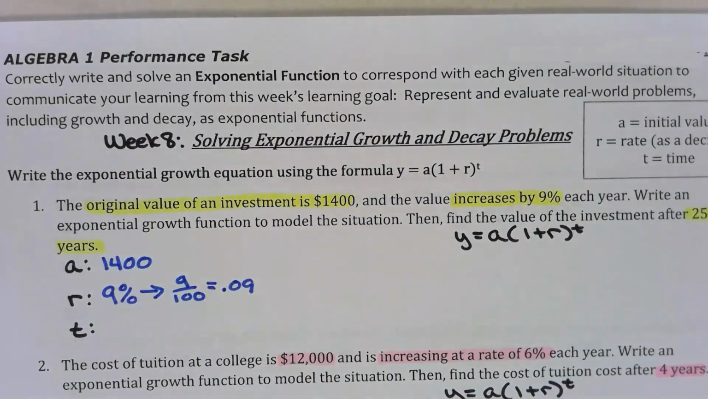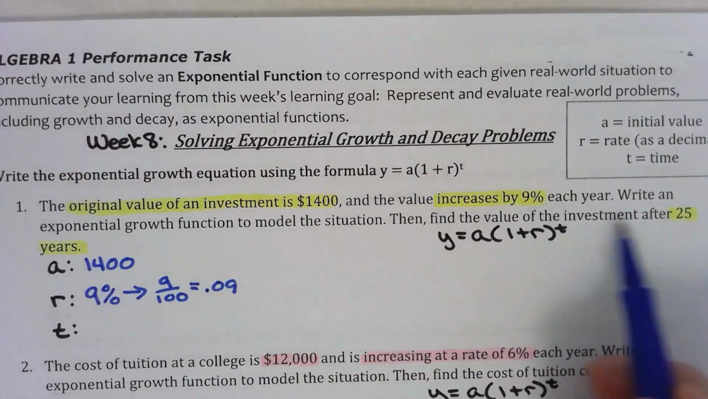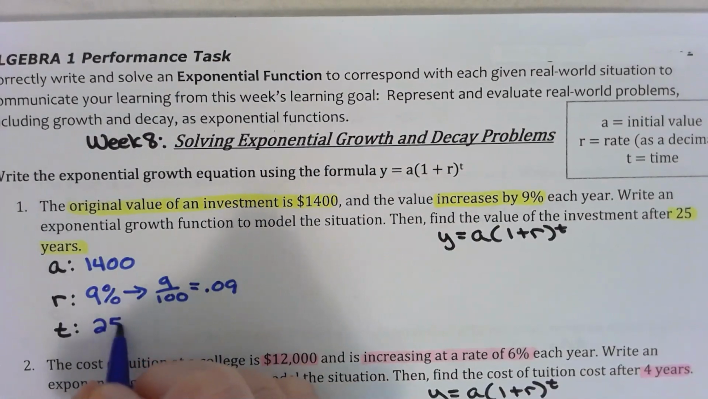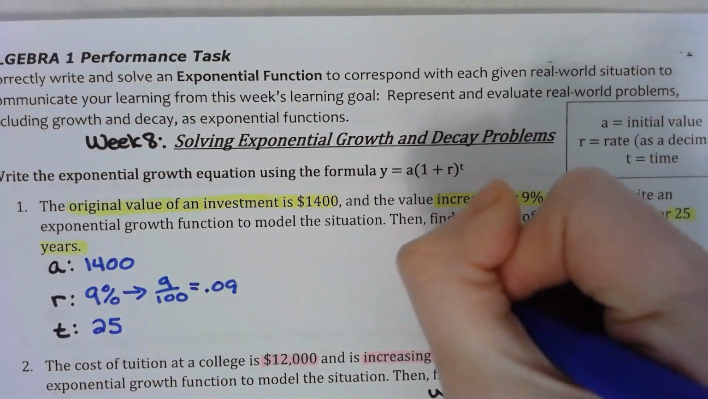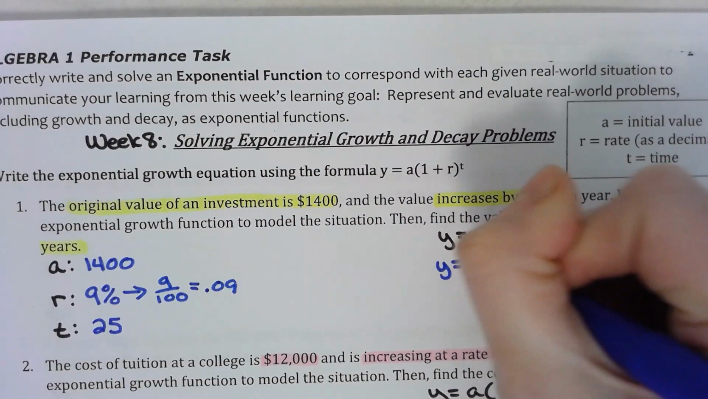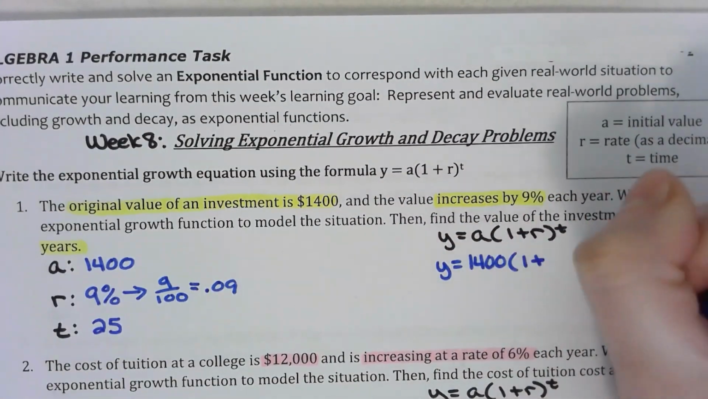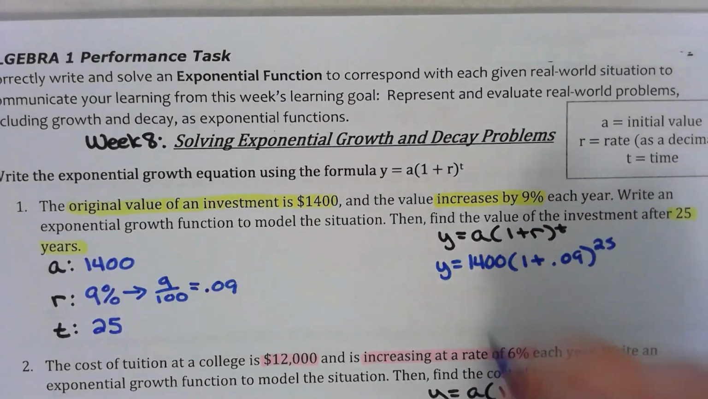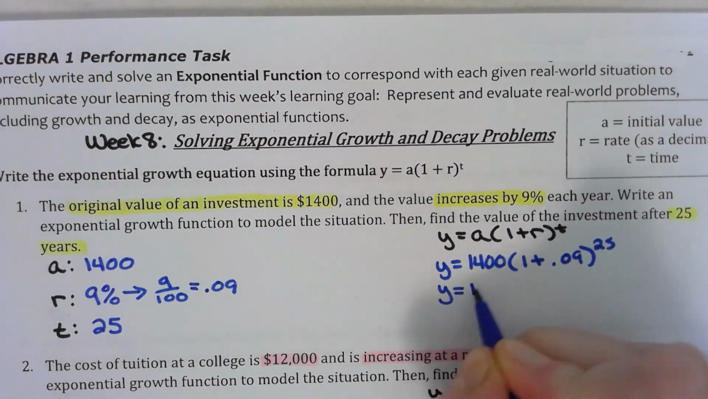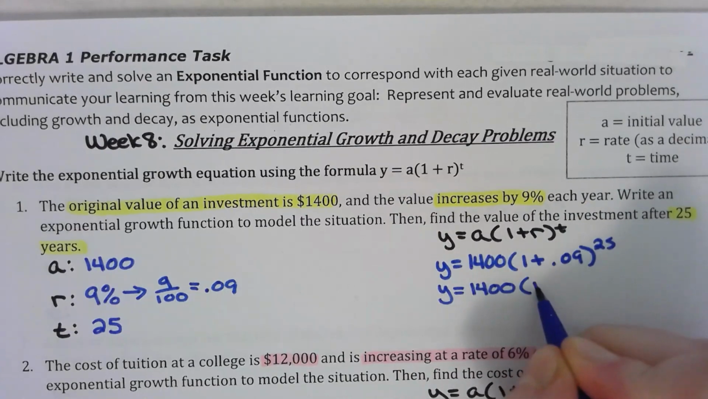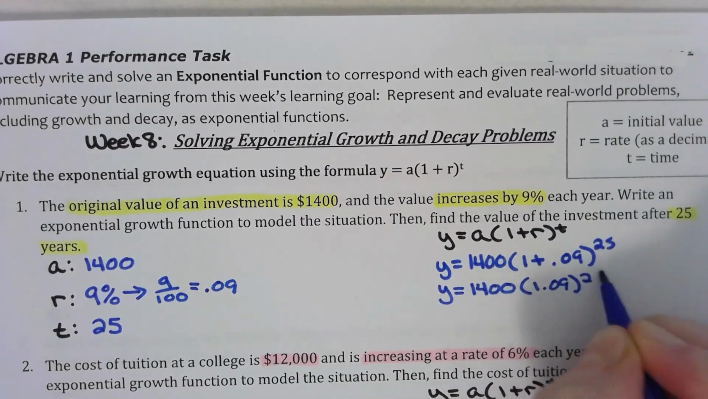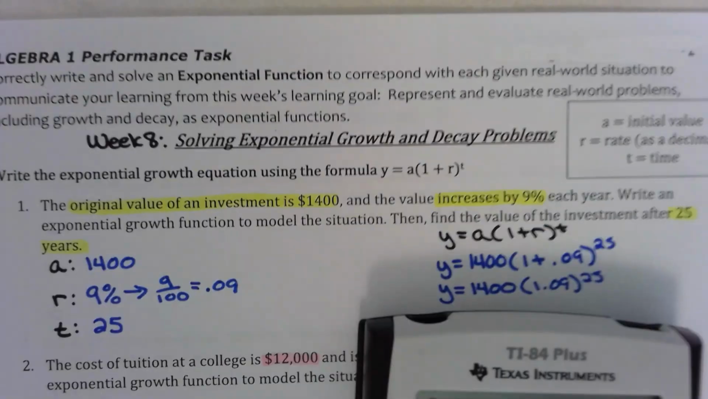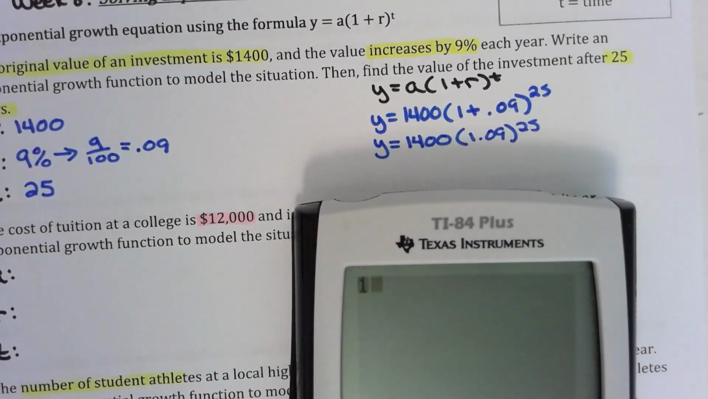T stands for time in years. They asked us what the value is going to be after 25 years, so that's my T value. So I would plug this in. My A value was 1,400, times 1 plus my rate, 0.09, raised to the 25th power. The only other thing I'm going to do is simplify what's inside the parentheses. I added those numbers together, and now I can type this in my calculator: 1400 times 1.09 to the 25th power.